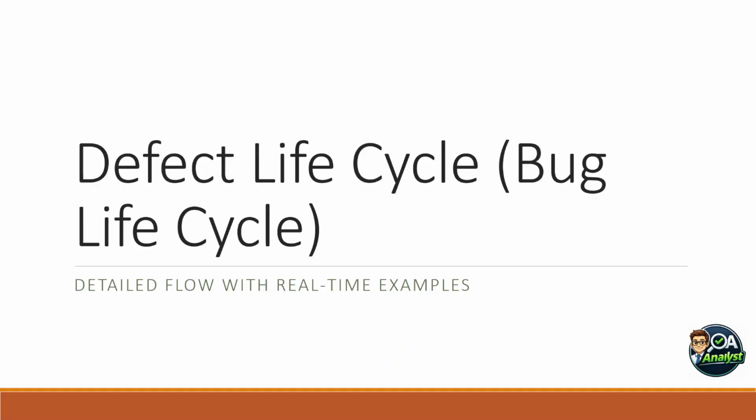If you are learning software testing, one topic that almost always appears in interviews, real projects and daily testing work is the defect life cycle, which is also called the bug life cycle. Many beginners memorize defect statuses such as new, open, fixed, closed, reopen, but they don't truly understand who changes the status, why it changes and what really happens in real projects.